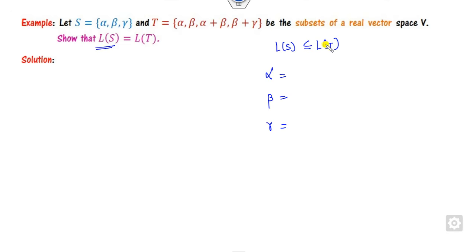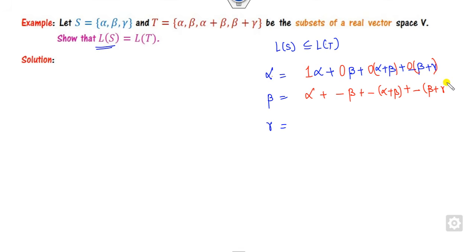Can you write this in terms of the t, that is alpha, beta, alpha plus beta and beta plus gamma? Can you write the coefficients of this? You can easily write, since I need a 1, this is 1, and the other values are 0. Similarly for the second element beta, I need alpha plus beta, so this value I can write as 1, and the others are 0.